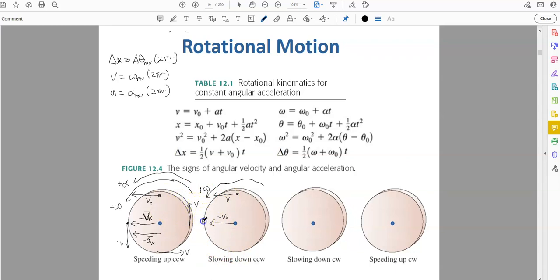However, it is slowing down. What that means is this wheel's initial velocity vector is going to get smaller over time. And I should have done that here as well. So let me fix something real quick. These velocity vectors, if it was speeding up, would start like that, and then get a little bit longer, and then a little bit longer, and then a little bit longer, according to that acceleration vector.